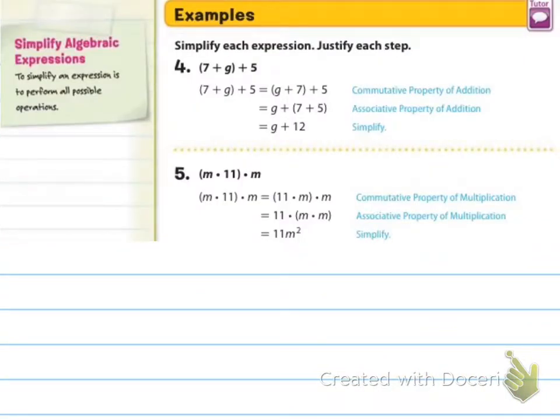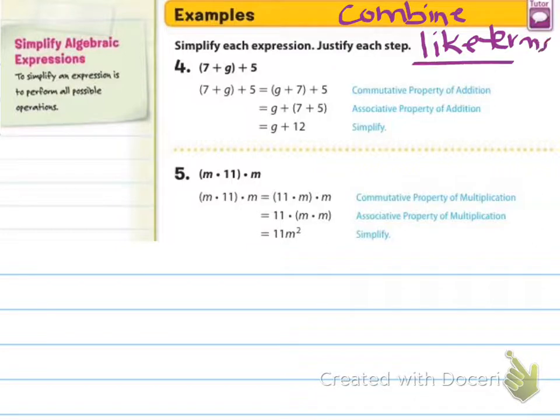Example number 4 says 7 plus g in parentheses plus 5. To simplify that, we can combine like terms. Remember combining like terms? Let's write that down. Combine like terms. Like terms is a very important phrase to get to know because you're going to be using it a lot throughout your middle school and high school math careers.